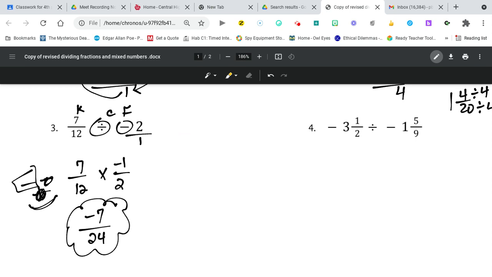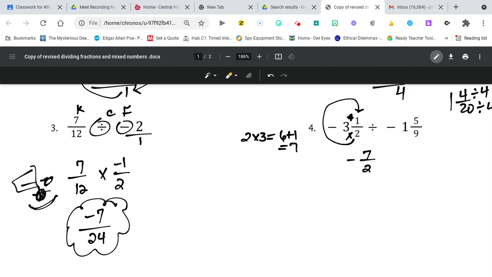All right, pause the video, write down number 4, and we got to do something with number 4. On number 4, we have to change these mixed numbers to improper fractions. Now, when you're adding and subtracting, you do not have to change mixed numbers to improper fractions. So here I'm just going to multiply and then add. And just ignore the sign. 2 times 3 is 6. And add the 1, we get 7.